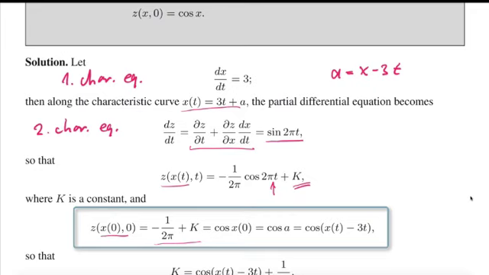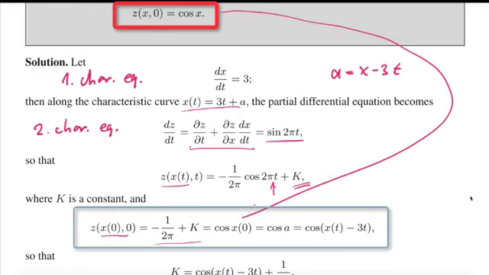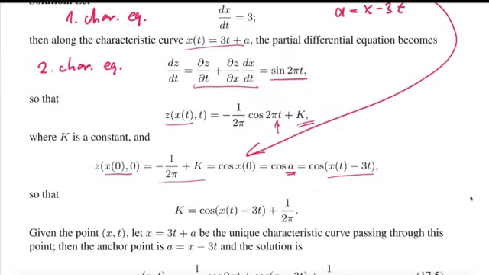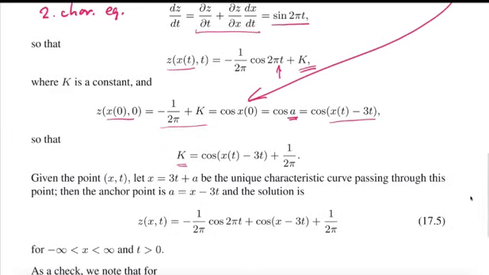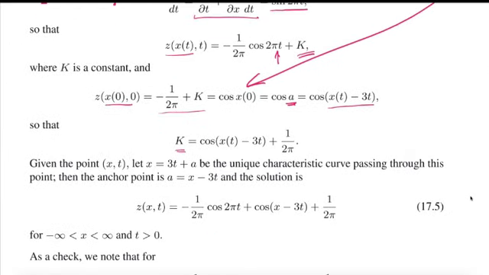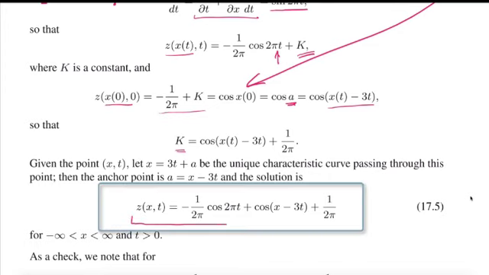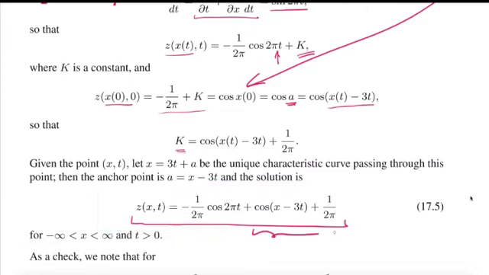The initial condition is the cosine given up here. So then this is what we actually use right there. So it's cosine at the time 0, which is of course the anchor point. The anchor point we computed is x minus 3t. So then we get the constant k written as cosine of x minus 3t plus 1 over 2 pi. And then we can put everything together. So then the solution is given right here. z is minus 1 over 2 pi cosine 2 pi t plus this k. So this was a k, where we use the anchor point x minus 3t.